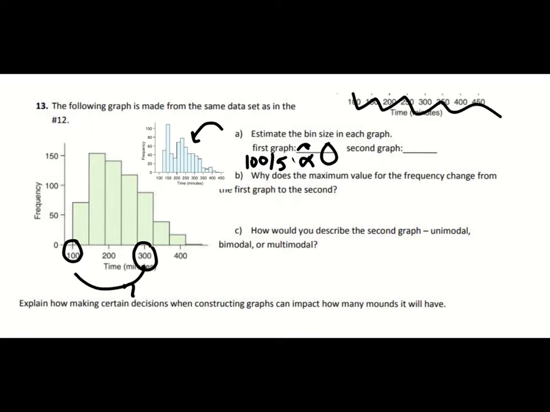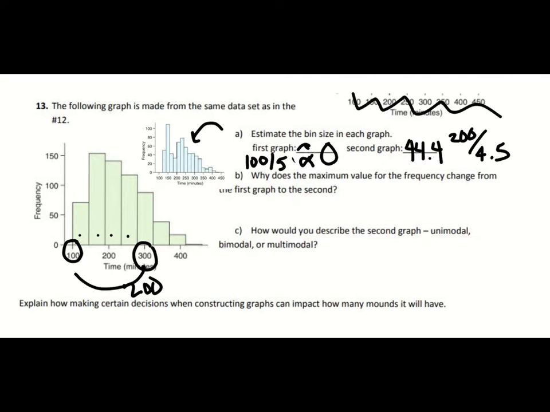That's a time lapse of 200 minutes, and there's 1, 2, 3, 4 and a half. So that's 200 divided by 4 and a half bars. Let me get out my calculator. 200 divided by 4 and a half. That's about 44.4 for the bin size. So the bin size is just how wide it is.